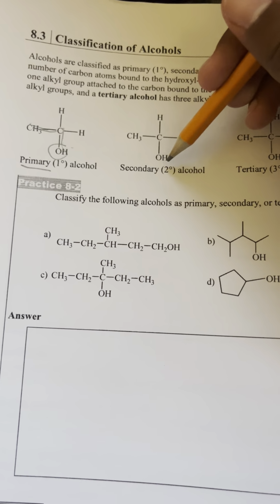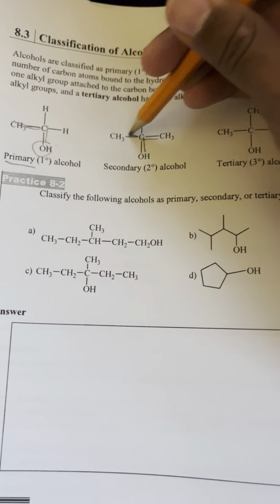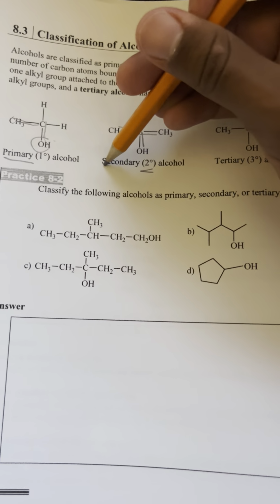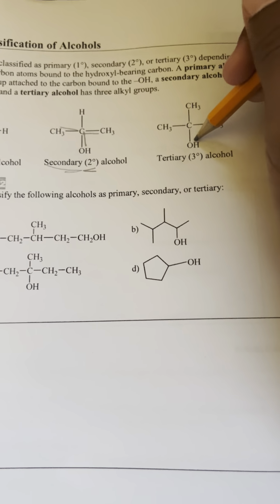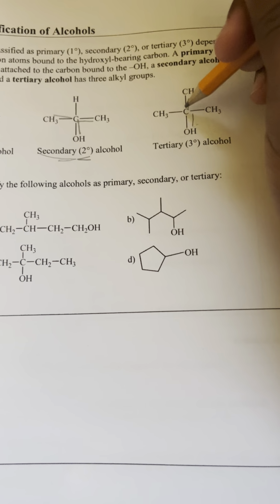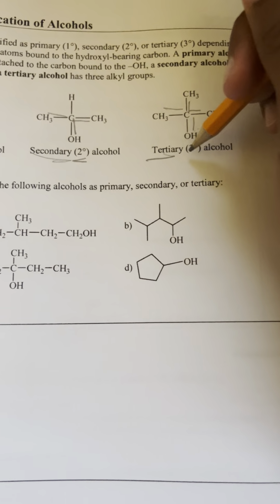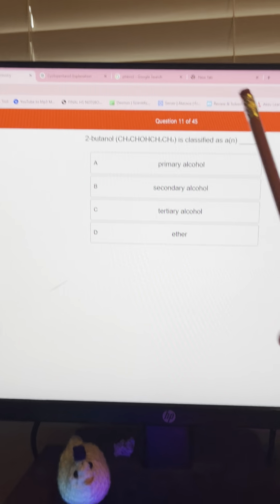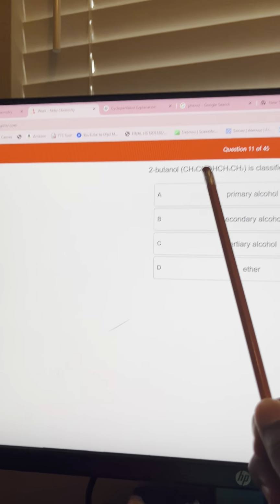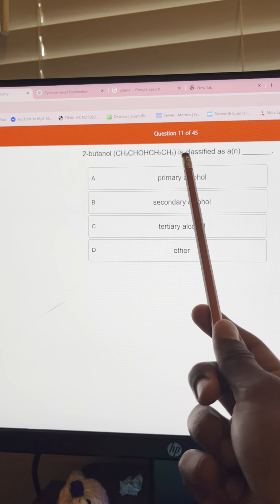We have the secondary. The alcohol is attached to this carbon, which is attached to 2 other carbons, which makes it secondary, or 2. And then the same thing, this alcohol is connected to this carbon that's connected to 1, 2, and 3 other carbons, which makes it tertiary. So if we look here, we're going to draw this out. That's the best way to see this, because this is kind of hard to interpret.